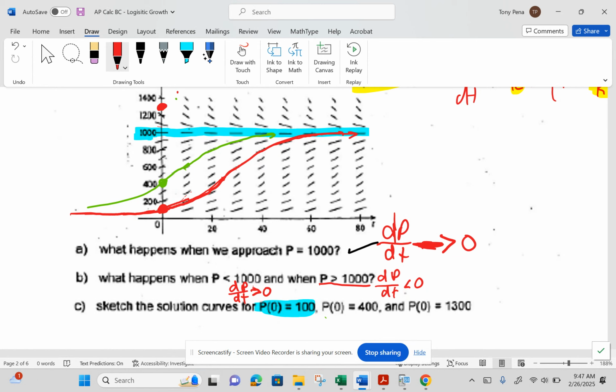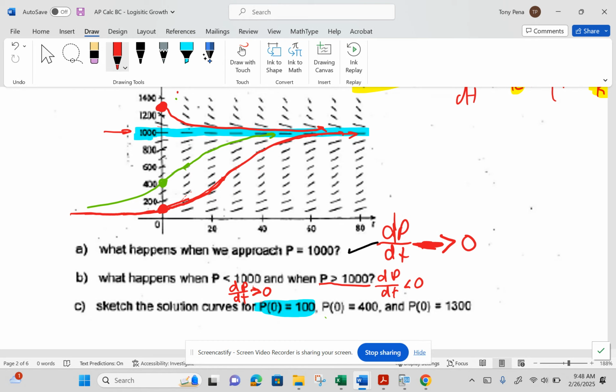All right. And then the last one, if you go to 1,300, 1,300 is here. Now our population, when we sketch this, immediately goes in which direction? Yeah, down towards it, because we're going to decrease towards that carrying capacity. So all roads lead to this carrying capacity. If we're less than that, we can grow towards it. If you ever exceed it, you're going to decrease towards it. Okay?